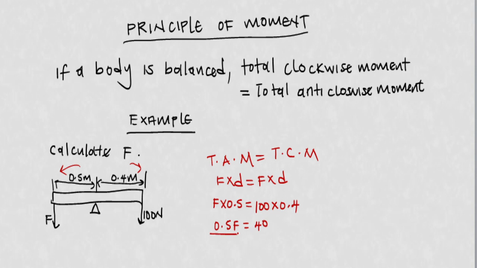Then I'm going to say divide by 0.5. When this side is divided by 0.5, so 0.5 is gone, 0.5 is gone. Then our F is equal to 40 divided by 0.5. So that is giving us 80 newtons. So 80 newtons is our force for that question. So that's basically how you can find force when you are given a diagram that involves a principle of moment.